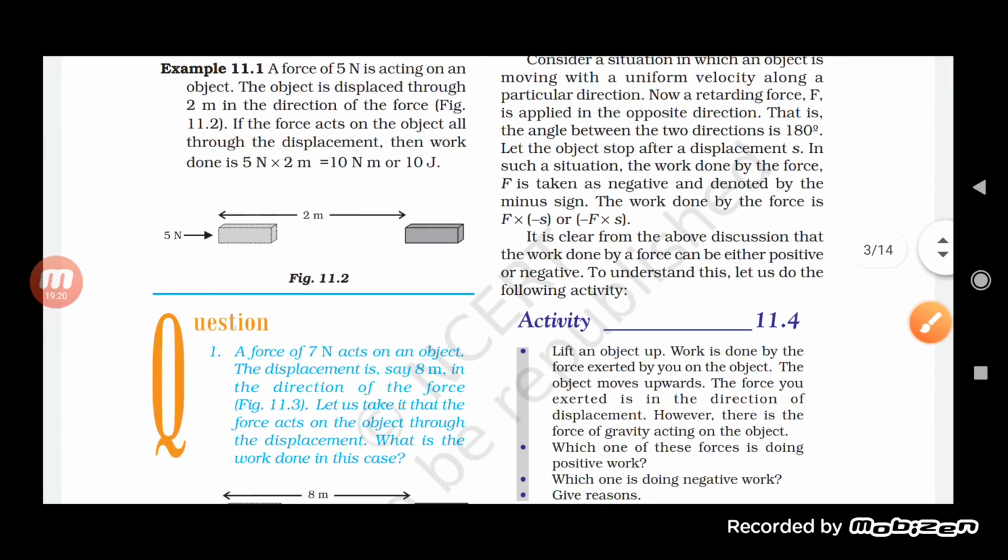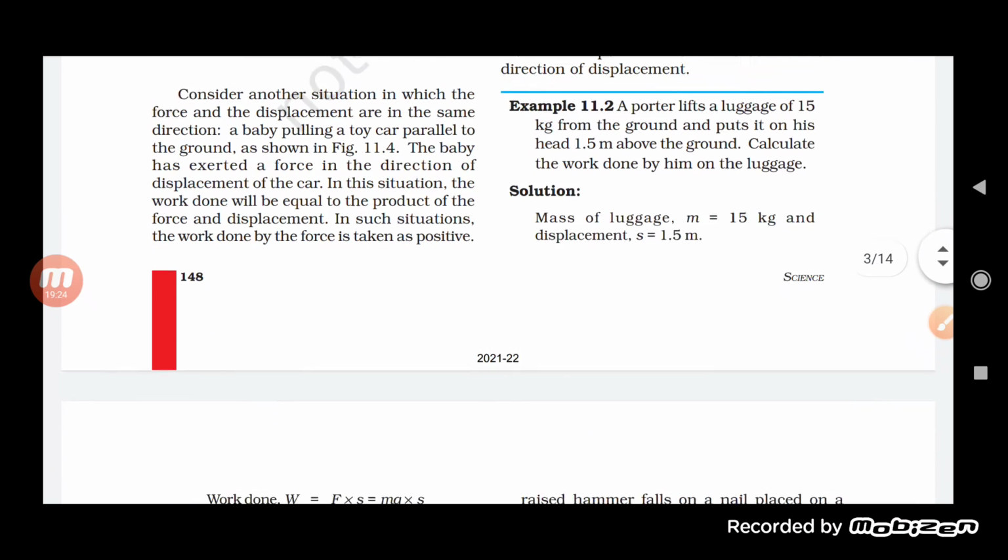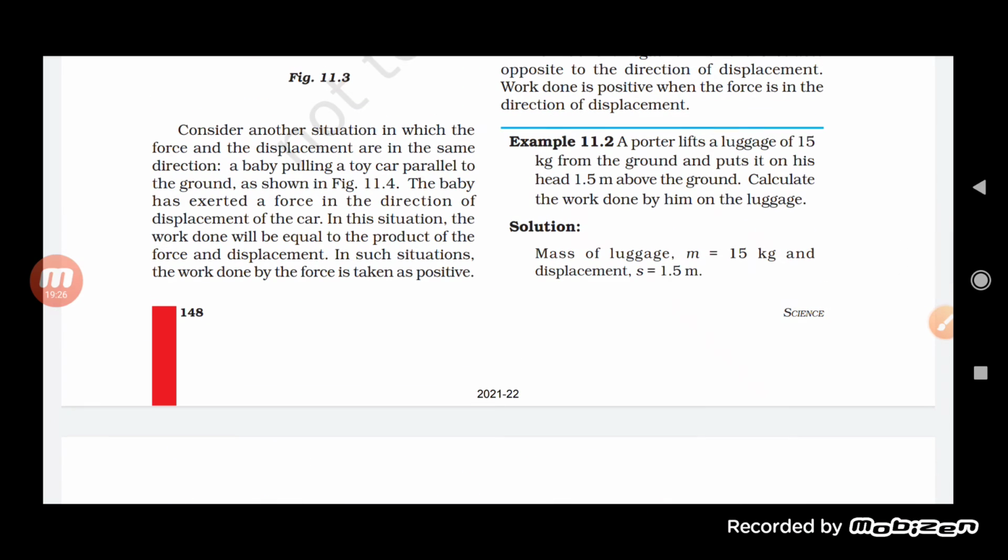So this is all about work done. What are the things that we have understood by all this, students? The first thing is that work is what? Basically when we apply a force on an object, making the object displace or move, that we call work done.